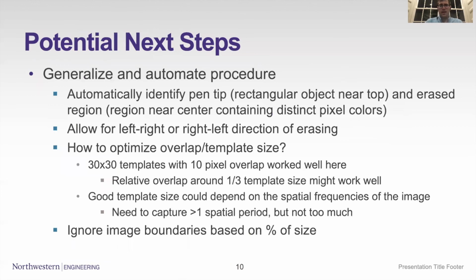So finally, wrapping up, I'll describe some of the ways that I see this project could move further. It mostly revolves around automating the procedure a little more and generalizing it so that it can work on other videos, by automatically identifying the pen tip and the region to be erased, and allowing for multiple different directions of erasing depending on the way the video works. Most interestingly, optimizing the overlap and template size selection and picking them automatically could perhaps be done based on the spatial frequencies present in the image, which I think would be an interesting approach to explore.